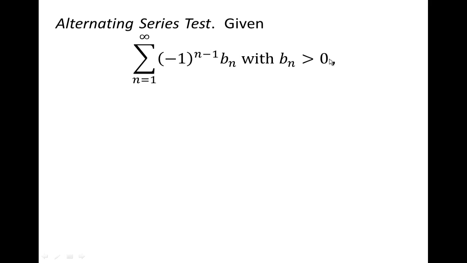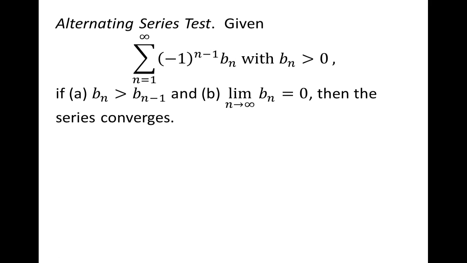b sub n is a positive sequence, and then we throw this power of -1 in front of that, which is going to change the signs. Well, it turns out that if two things happen, we'll know that this thing converges. First of all, our terms have to be decreasing. So if I go from one term to the next term, the second term has to be smaller.